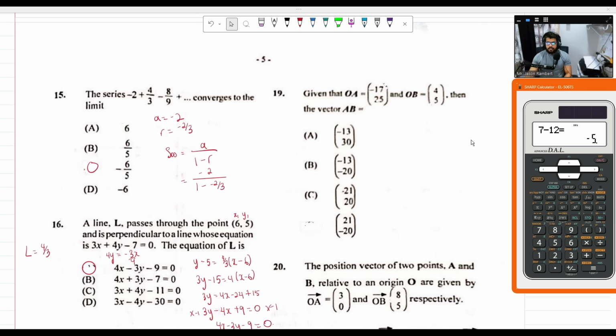OA is that and OB is that. So AB is equal to AO plus OB, which is negative OA plus OB. Negative OA is going to be 17 minus 25, and we add in 4, 5. So 17 and 4 going to give me 21. Minus 25 plus 5 is minus 20. So the answer is D.